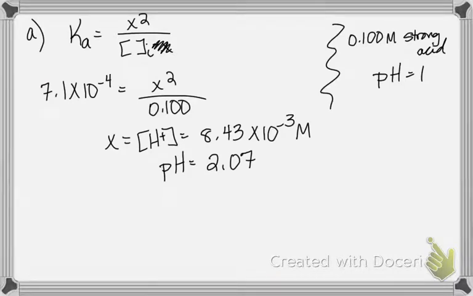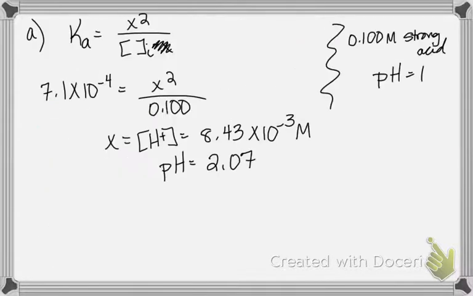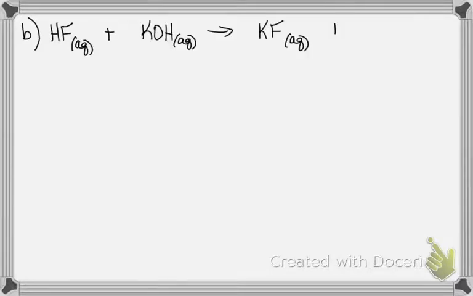Okay, but that's the work for part A. Now, for part B, we've added 12 milliliters of strong base. So I want you to write a reaction for HF and KOH. And then start it back up and check what you wrote. Okay, hopefully you knew to write hydrofluoric acid plus potassium hydroxide yields potassium fluoride in water.